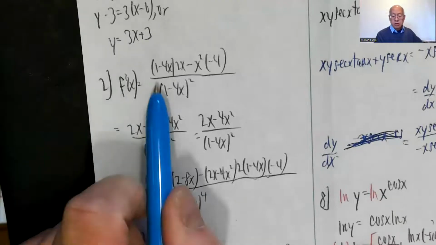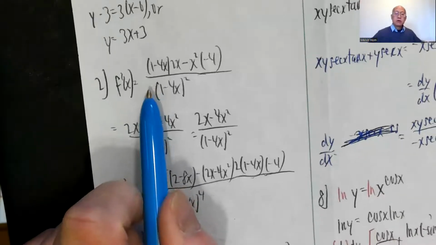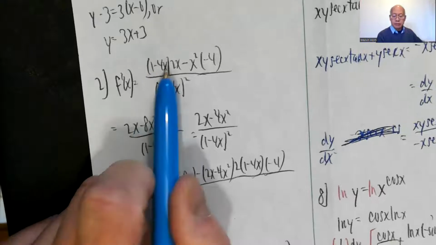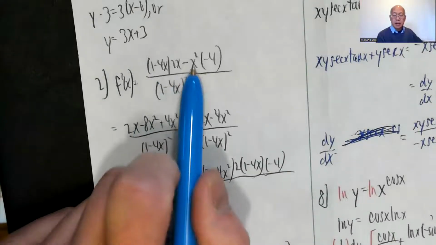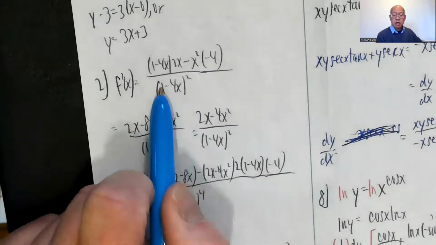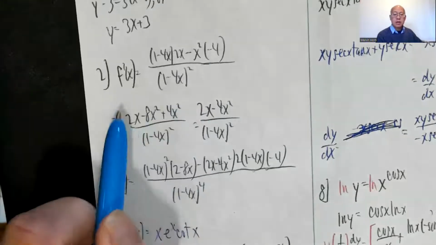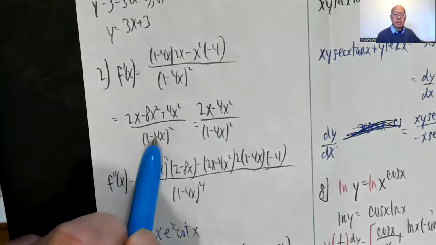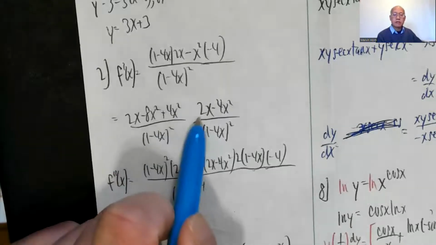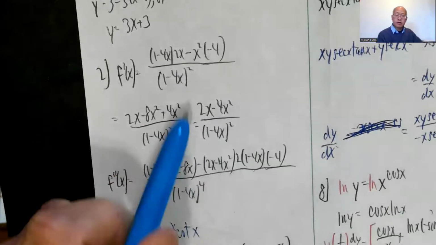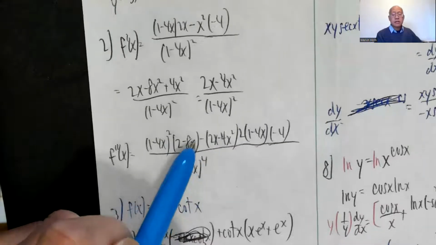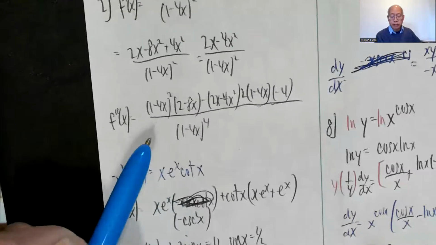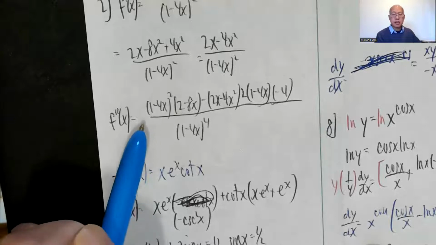Number 2, so quotient rule. The first derivative is the bottom times the derivative of the top, minus the top times the derivative of the bottom, all over the square of the denominator. Clean it up: 2x minus 8x squared plus 4x squared over (1 minus 4x) quantity squared, or 2x minus 4x squared over (1 minus 4x) quantity squared. The second derivative comes out real messy, so that's why we said don't simplify once you get to that.